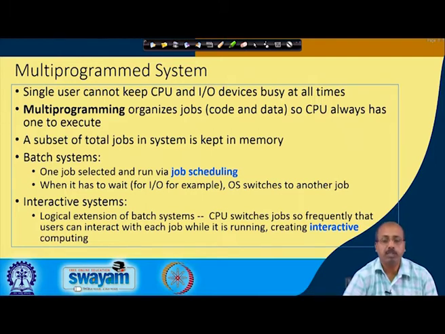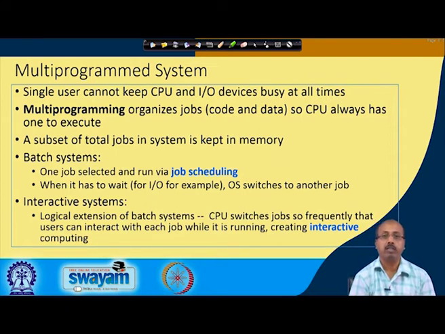the user will possibly not enter something into the system by doing some IO operation. So, for a single user it is very difficult to do parallel processing and keep the CPU and IO devices busy equally. But what we want is 100% utilization of all the system resources, the CPU and IO devices. So multi-programming organizes jobs, that is code and data, so the CPU always has one to execute.